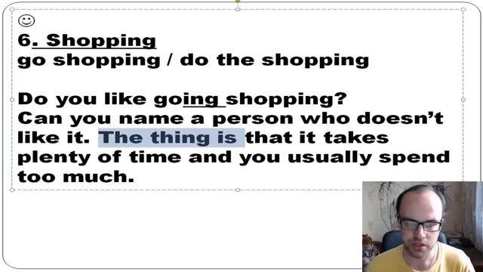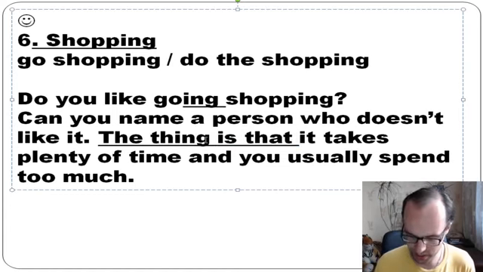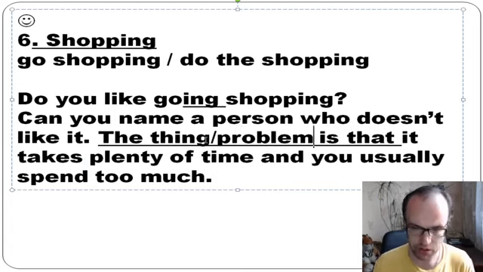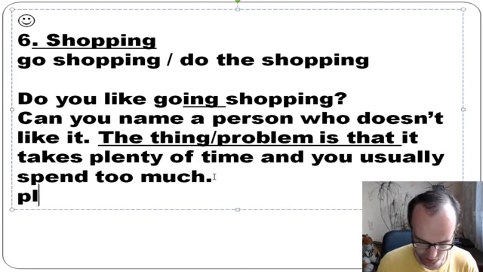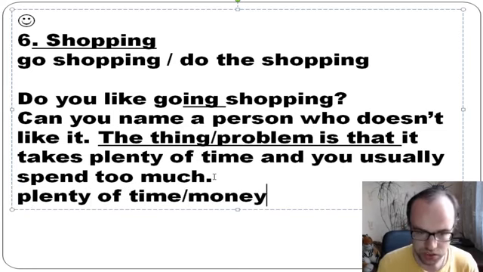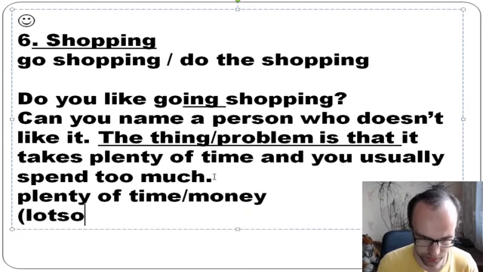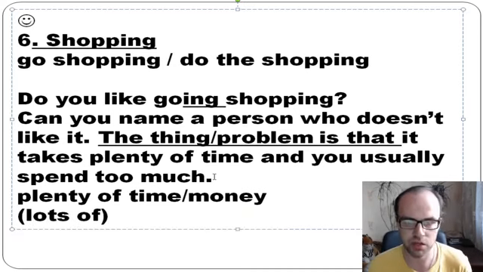A very nice phrase. So we say the thing is that, so you explain it. It means that you are going to give more details. So the thing is that, or there is another similar phrase. The problem is that, the thing is that you explain something. That it takes plenty of time. So we usually say plenty of time, plenty of money. It means lots of time, lots of money.